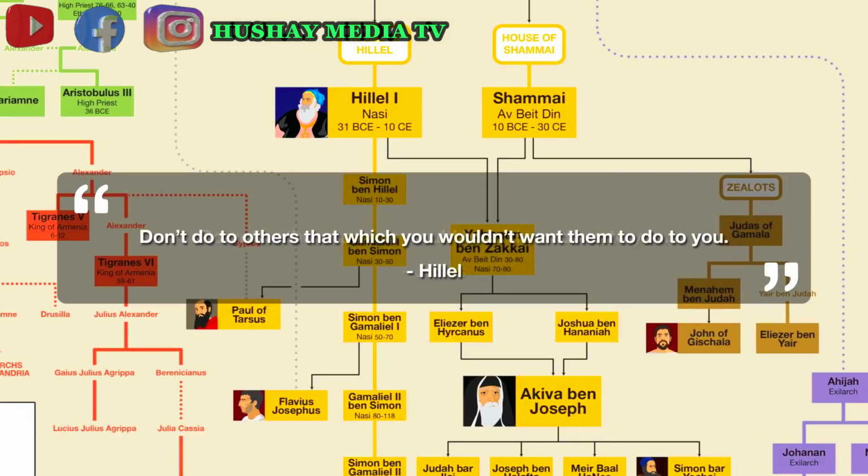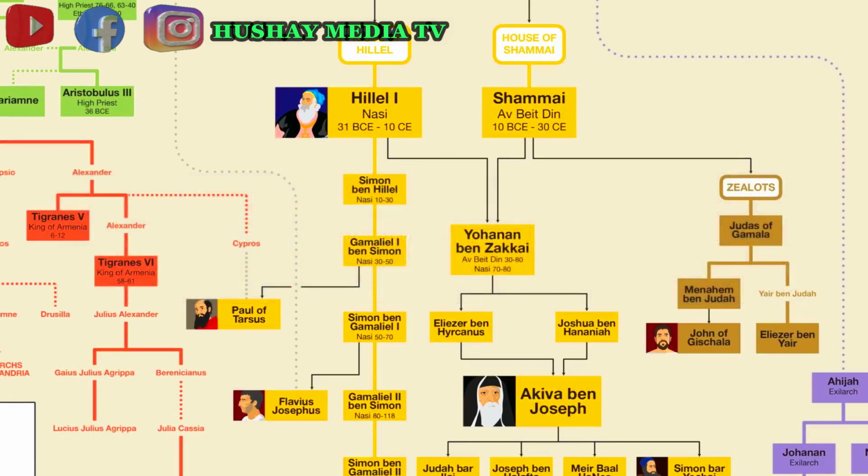So let's now take a look at the family tree of the House of Hillel. Hillel was followed by his son Simon, of whom very little is known, and then by Simon's son Gamliel. Gamliel is notable for several reasons. First of all, he's considered to be one of the greatest Jewish teachers of all time. He was also the first person to be called Rabban, a word closely related to rabbi.